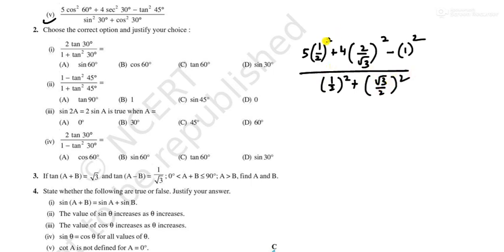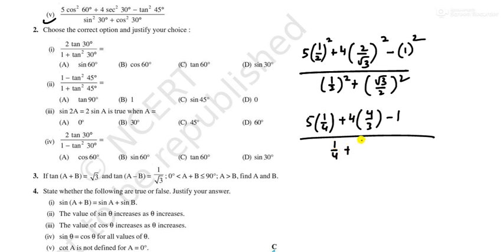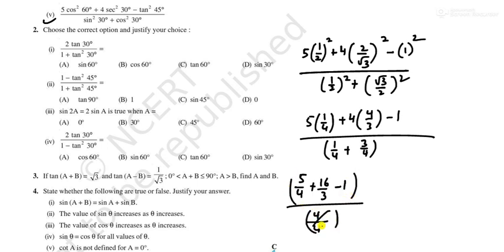So first square and find the value. So this becomes 5 into 1 by 4, plus this becomes 4 into 4 by 3, and this is minus 1, divided by 1 by 4 plus 3 by 4. Correct? Now on solving, in numerator you will get 5 by 4, plus here you will get 16 by 3 minus 1, and this is 4. 3 plus 1 is 4, so 4 by 4, that is 1. So this will get cancelled, directly get 1.